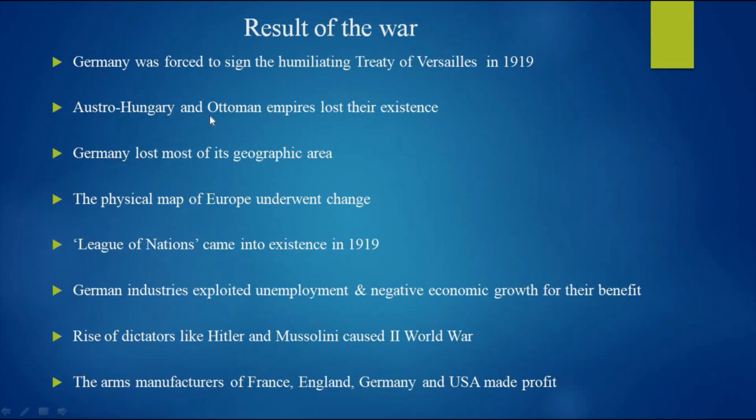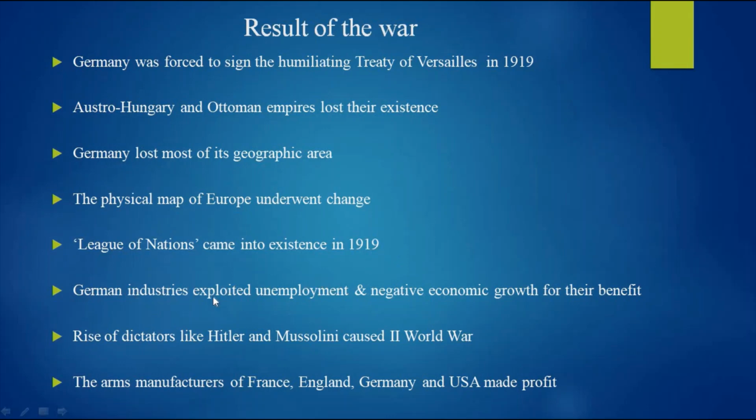And the Austro-Hungarian and Ottoman empires lost their existence, completely lost their existence. They were no more. And Germany lost most of its geographic area. So because of all this, the physical map of Europe underwent change. The full physical map of Europe changed, because many parts of these joined with the other countries. And by knowing the problems of this war, to stop future wars, the League of Nations came into existence in 1919.